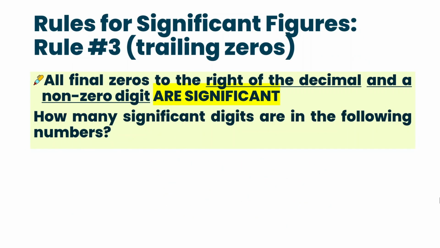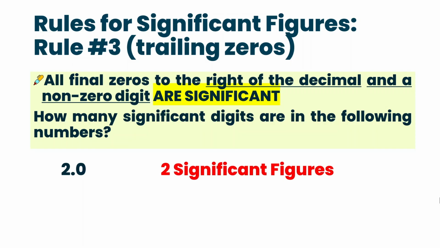Rule number 3, for trailing zeros. Trailing zeros are successive zeros after a number. All final zeros to the right of a decimal point and a non-zero digit are significant. So we have two conditions here. In order for zeros to be significant, they must be written to the right of a decimal point and to the right of a non-zero digit. Example, how many significant figures are in 2.0? There are 2, because the 0 here is to the right of a decimal point and to the right of the non-zero digit 2.